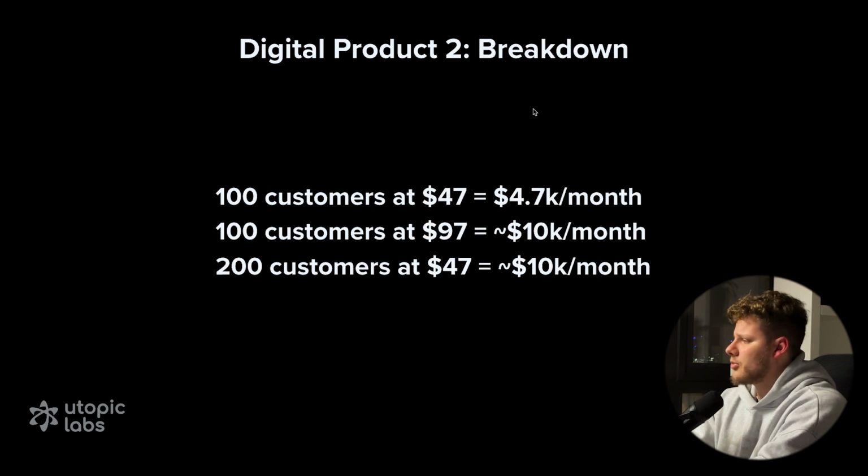Now, in terms of the breakdown, with 100 customers at $47, you'll be making $4,700 a month. With 100 customers at $97, $10K a month. With 200 customers at $47, roughly $10K a month as well. So it really depends if you want to go more for volume or quality.